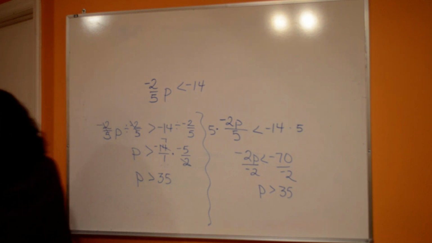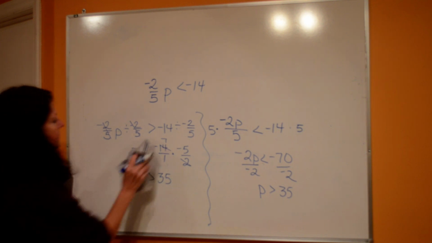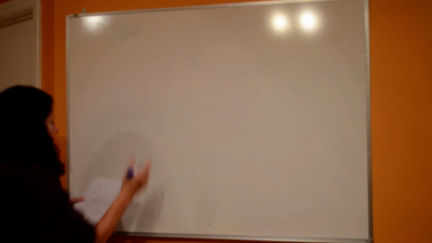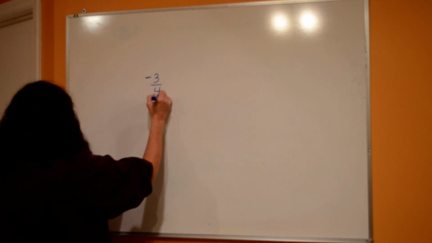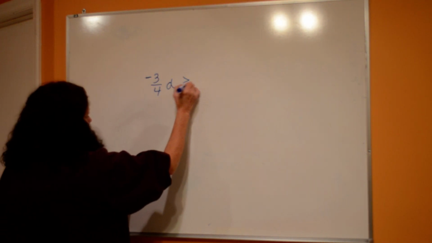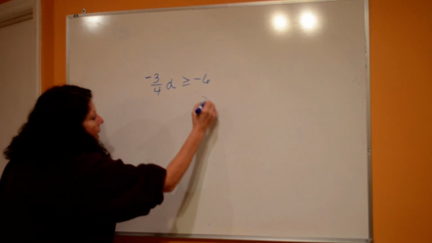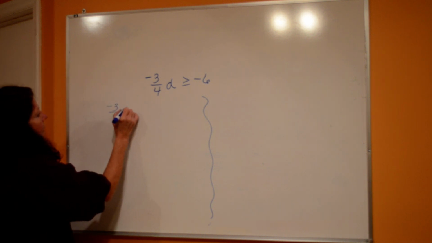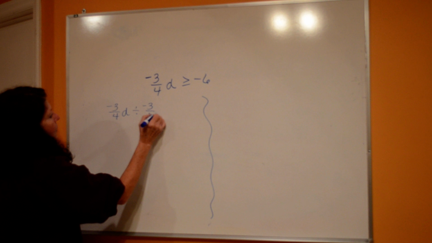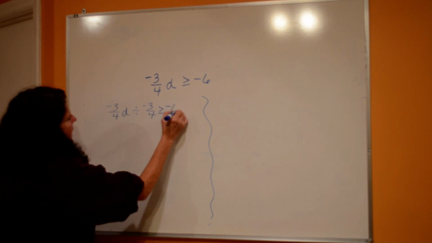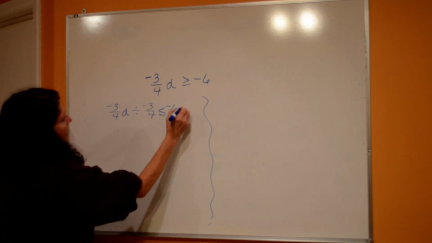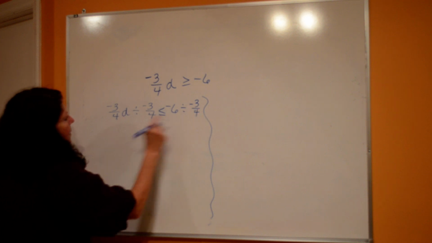Let's do one more of that. Again, you can do it one of two ways, and I'll split my board again. -3/4 d is greater than or equal to -6. I'm going to divide by -3/4, so I have to switch the direction of my inequality because I'm dividing by a negative.